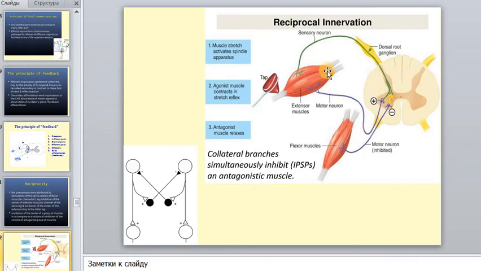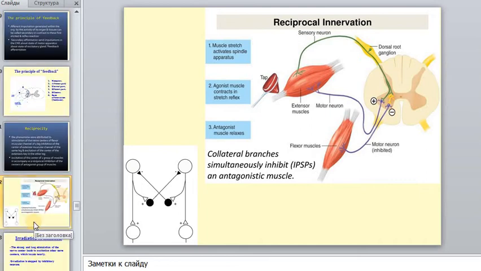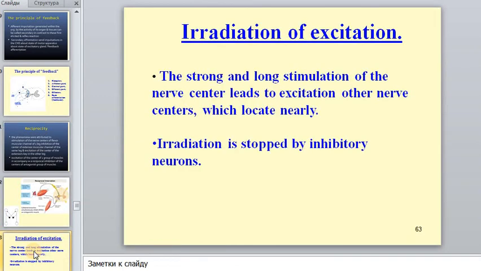Do you know this process? And here we see the reciprocal innervation of muscles, extensor, flexor, antagonistic muscles, and collateral branches. Stimulation gives the inhibitory postsynaptic potential in the antagonistic muscle, and the cells of Renshaw help to give information about inhibitory stimuli, to generate this inhibitory stimuli.